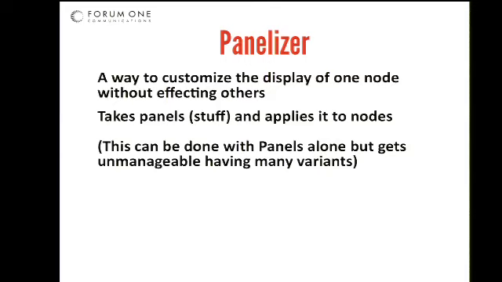And this could be done with panels alone, but it gets really unmanageable, like having variants. You can imagine if you had one variant that was just, I want to override a node, and if that node has an ID of this, then I want it to be this way. If you want to do that to 100 nodes, that would be an insane interface. So this basically simplifies it by applying the settings to the actual node as opposed to a global laundry list of different ways you could display something.